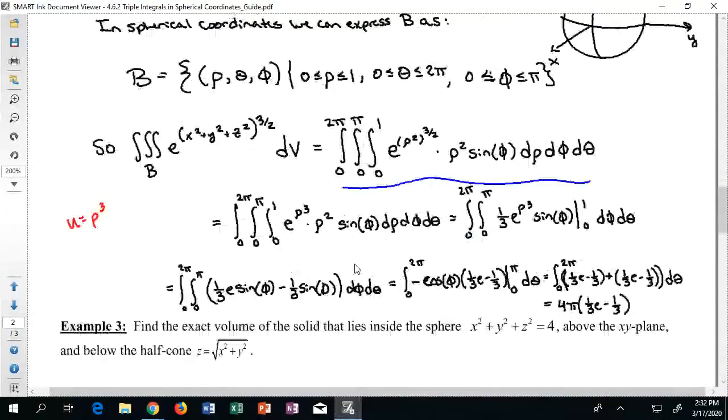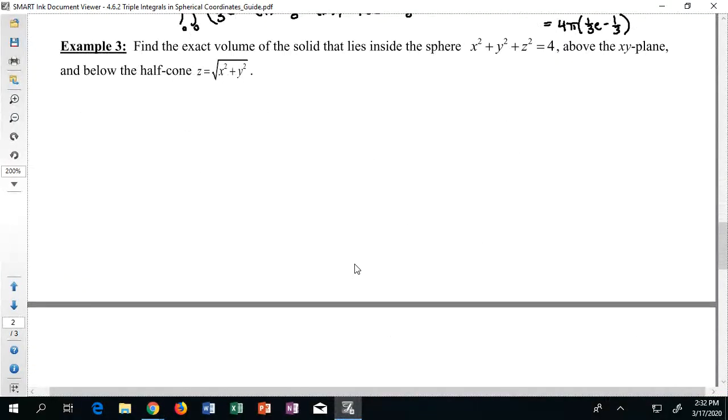All right, so we're going to go ahead and pick back up here at our last example for this section. And we're going to start to take a look here at example number 3. Can I find the exact volume of the solid that lies inside this sphere, above the xy plane, and below the half cone given by z equals the square root of x squared plus y squared?